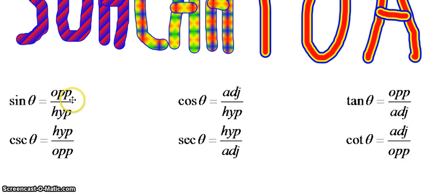Now, I want to point out these are the definitions of these trig functions. So notice that the sine of theta, if you're thinking about what the sine of theta represents, it represents the ratio of two sides of a right triangle. That's it. It looks more complicated than that sometimes. It sounds more complicated than that for sure. But that's really it. It's just the ratio of two sides of a triangle.